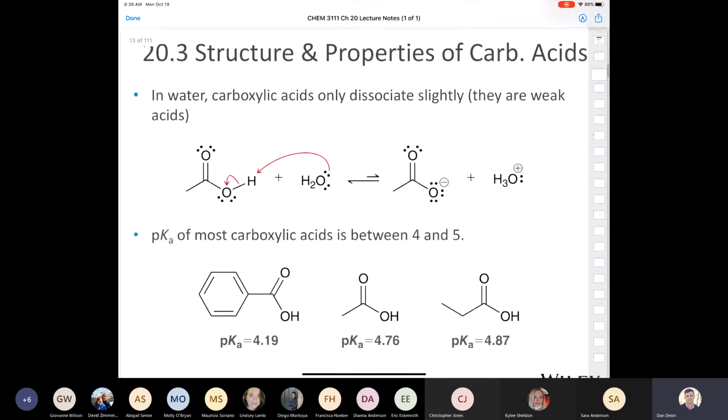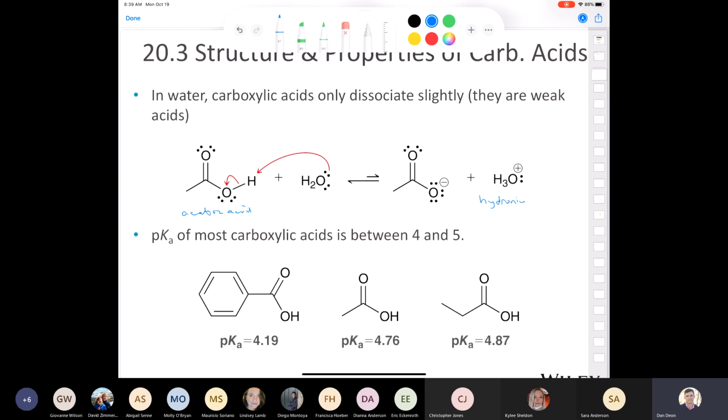Let's talk more about the pKa and the relative acidity of carboxylic acids. In water, carboxylic acids only dissociate slightly. Say you have something like acetic acid, it only dissociates 5% in water to form the carboxylate. This is acetic acid, and then this is hydronium. Hydronium is a much stronger acid than acetic acid, which has a pKa of around 5, and the pKa of hydronium is around negative 1.7 or negative 2. And so you can see that the equilibrium is going to lie mostly to the side of what? The weaker acid.